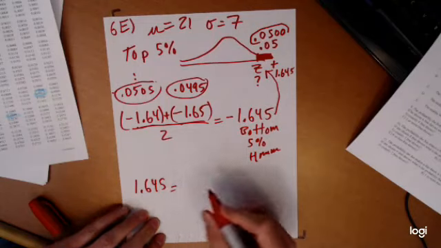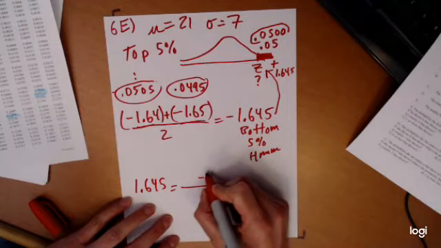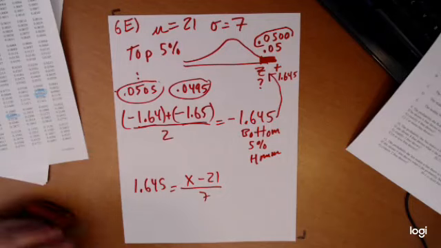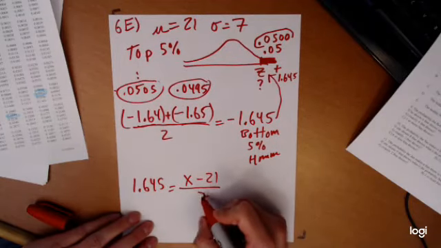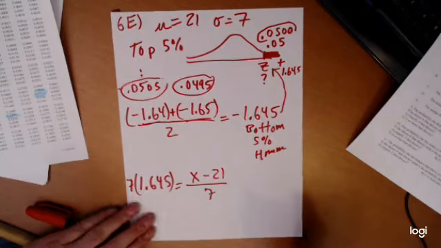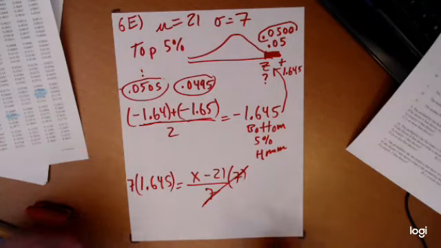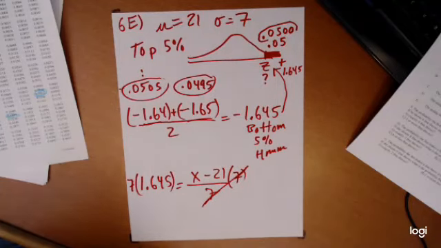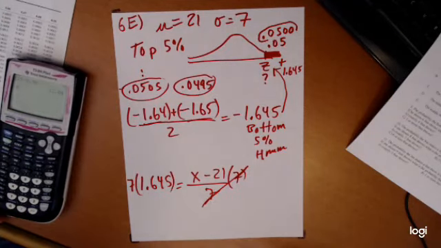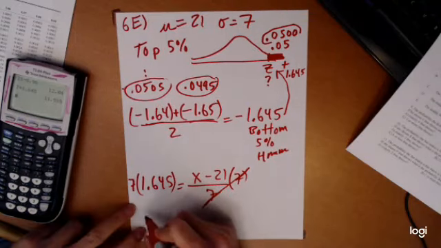Make sure that makes sense, is equal to x minus mu over sigma. Remember, mu and sigma are always given, minus 21 over 7. So the x is what we're looking for. Again, a little bit of algebra. I personally would multiply both sides by 7. Those cancel. So that's going to give me 7 times 1.645. Throw that into my calculator. 7 times 1.645. Enter.